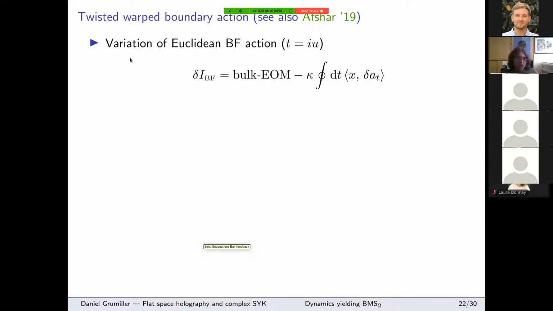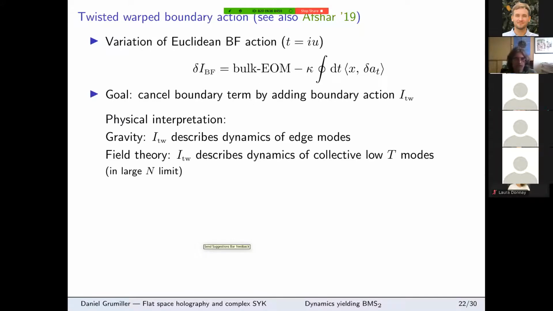So when you vary the BF action, for now, or from now on, I'm using Euclidean signature, so t is i times u. You find that the variation of the action doesn't vanish on shell, you get a boundary term. So in order to repair this, so that you have a well-defined variational principle, you have to add a boundary term. And that boundary term is precisely the boundary action we are after. So this is this twisted warped action.